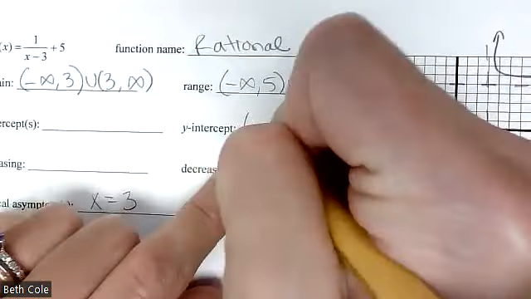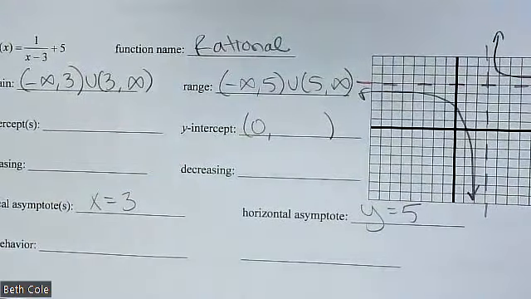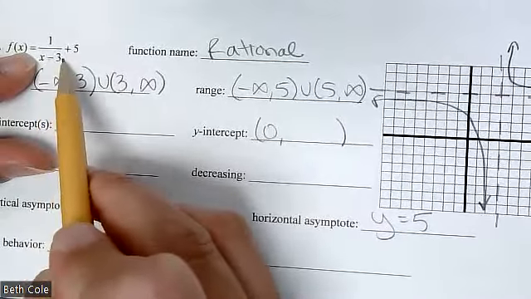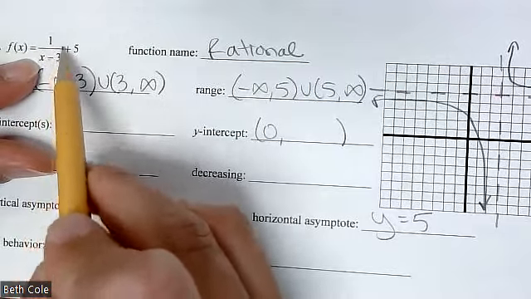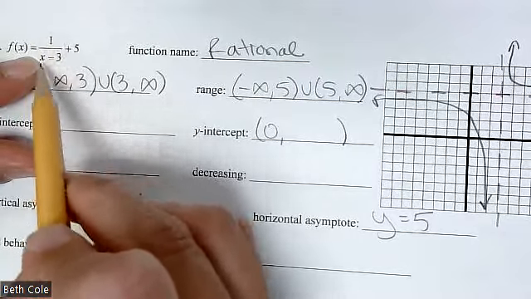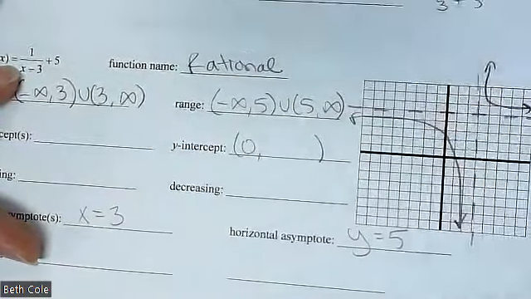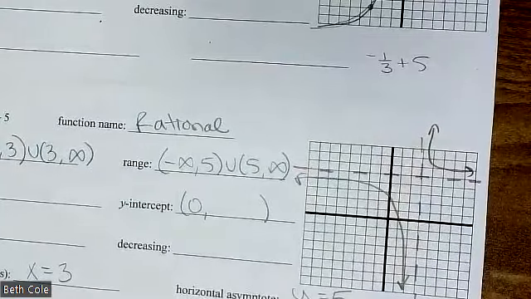Let me do Y first because it's a little easier. You're going to plug in 0. So right here, if you plug in 0, 0 minus 3, negative 3. So this entire thing would be negative 1/3. Okay, so just off to the side where you've got some space. Negative 1/3 plus 5. That's what we got. We plugged in 0, we get negative 1/3 plus 5.